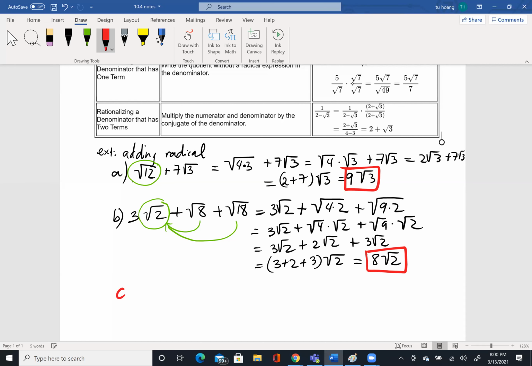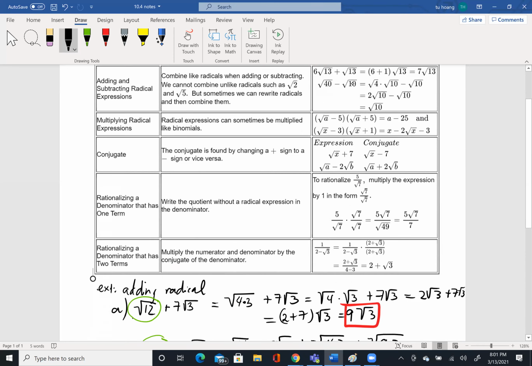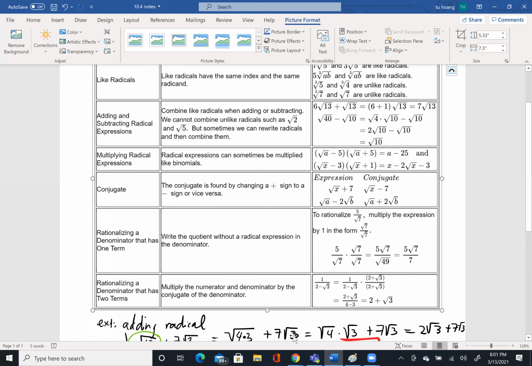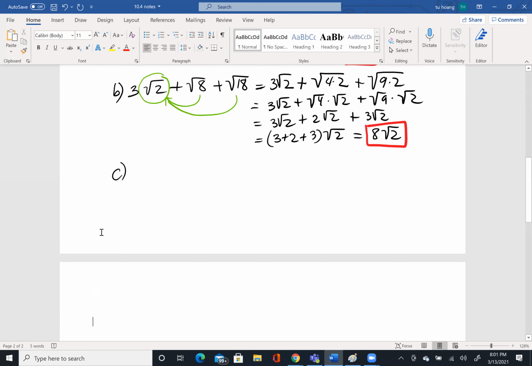Okay, let's say C. You can see I have 4th root of 32 plus 3 4th root of 2.